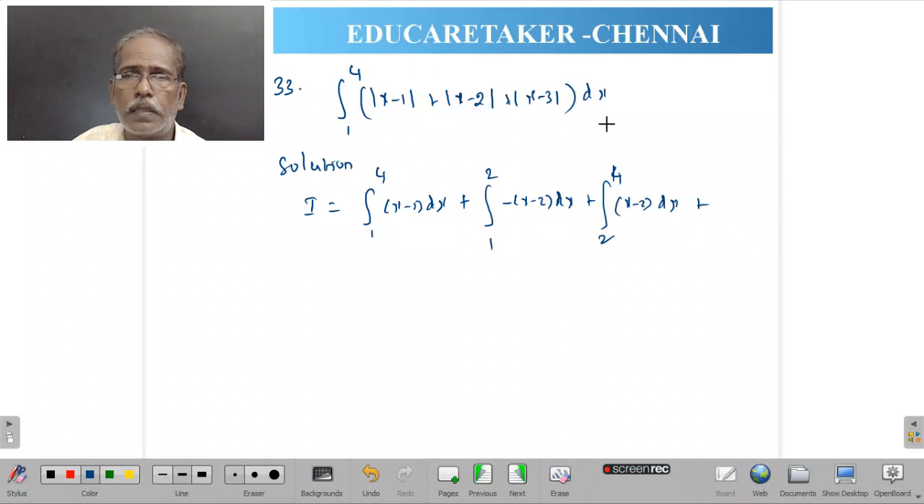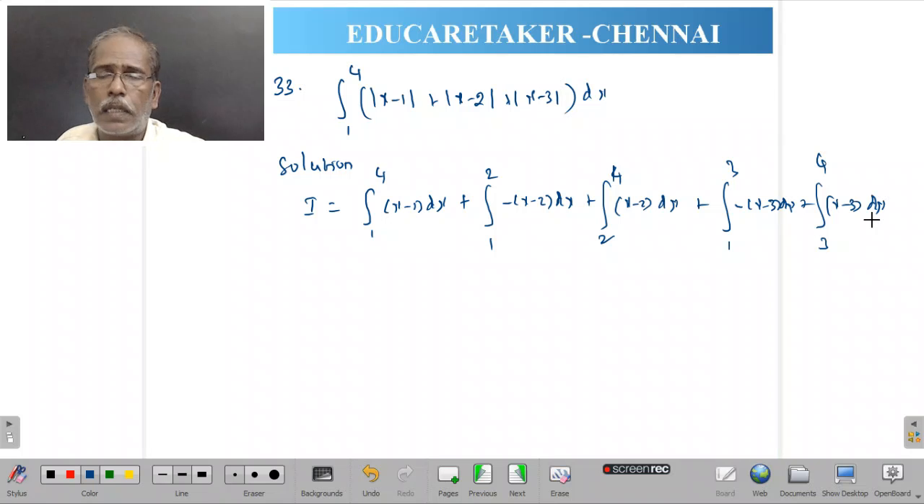Plus, 3 is the origin for the third term, so we can split it as 1 to 3 of minus (x minus 3) dx, plus 3 to 4 of plus (x minus 3) dx. That's all. We have to split all three modulus functions based on the given origin.